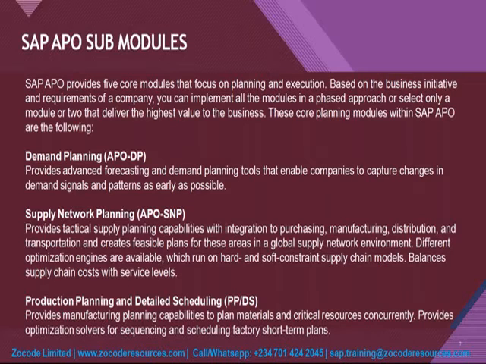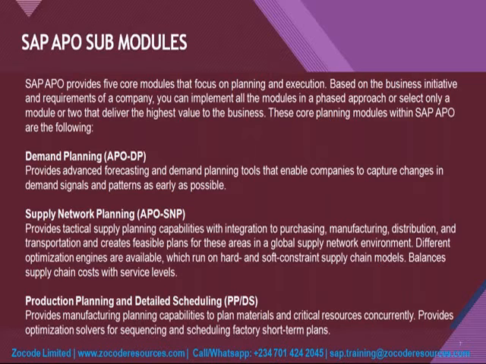The SAP APO provides 5 core modules that focus on planning and execution based on the business initiative and requirement of a company. You can implement all the modules in a phased approach, or select only a module or 2 that deliver the highest value to the business. These core planning modules within SAP APO are as follows.